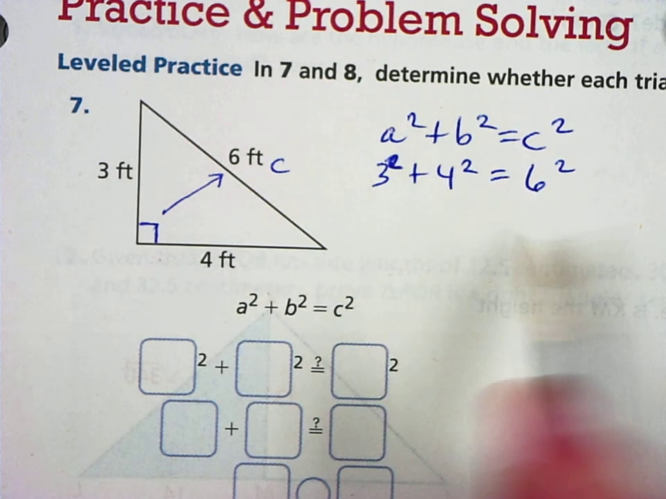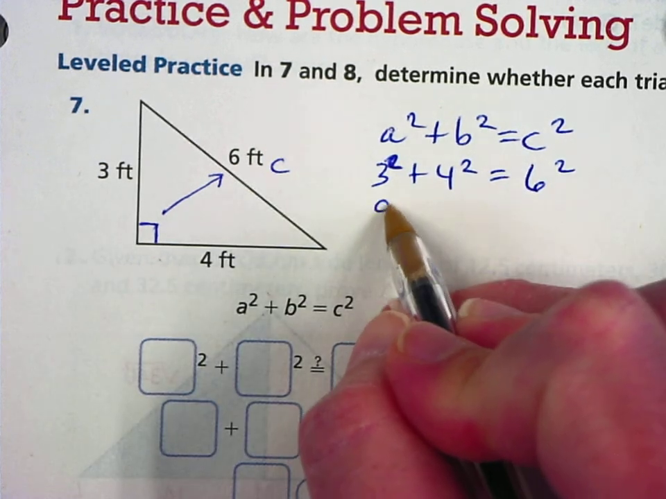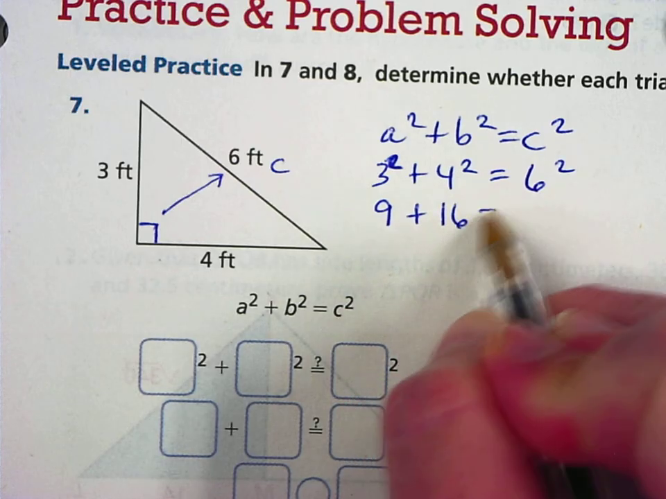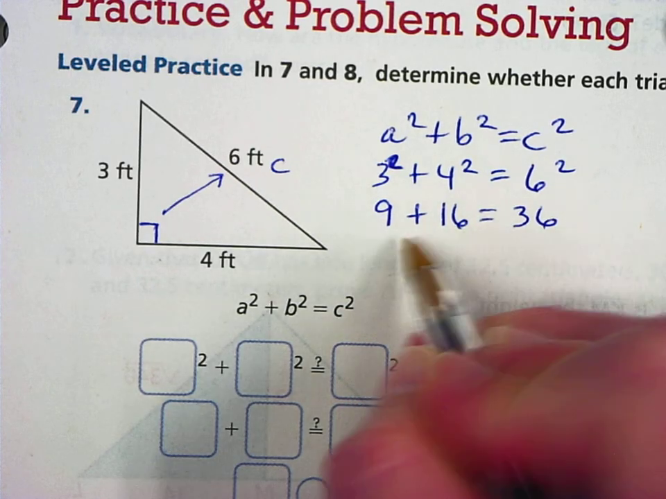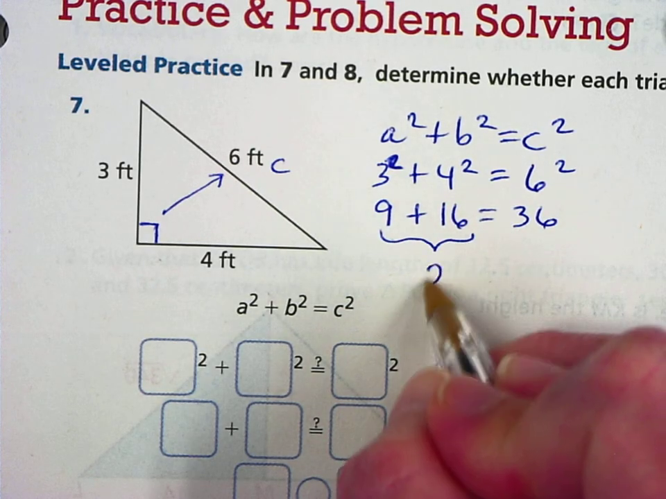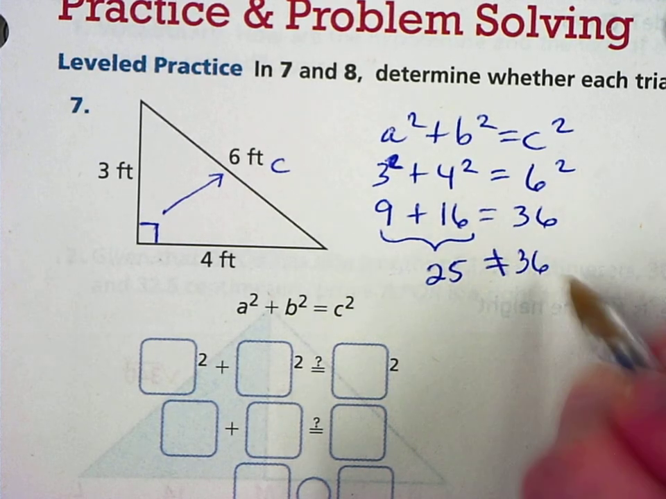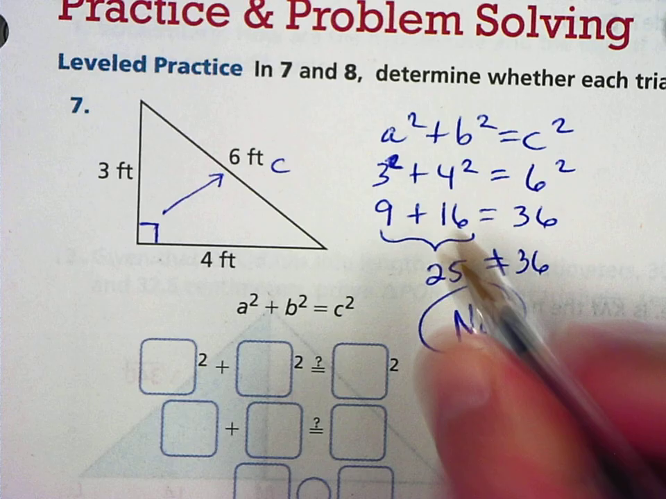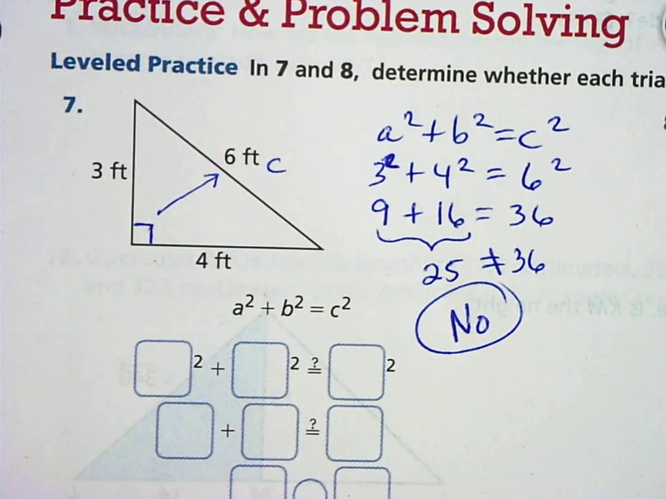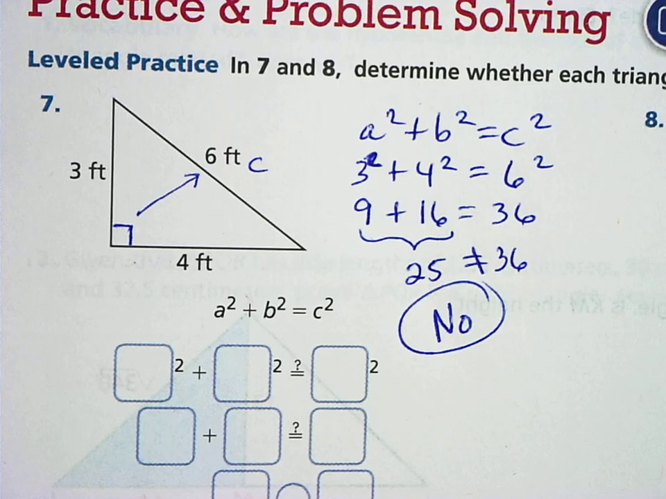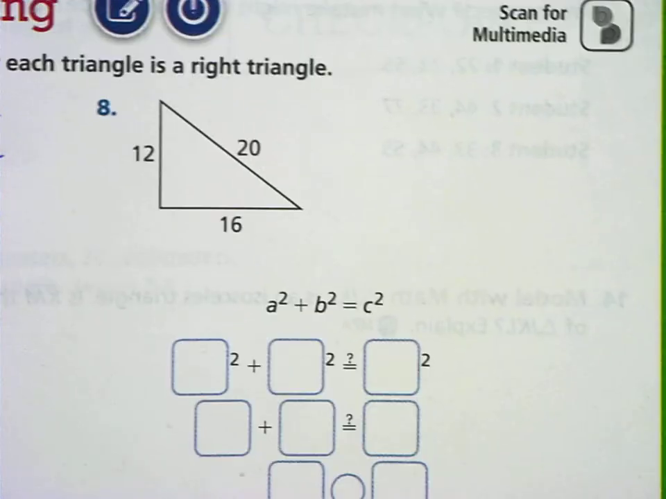We're going to solve the left side and see if it equals the right side. 3 times 3 is 9. 4 times 4 is 16. 6 times 6 is 36. 9 plus 16 is 25. 25 does not equal 36. So these are not the three lengths of a right triangle. This is not a right triangle. It's a triangle, but not a right triangle. All right, let's try another one.